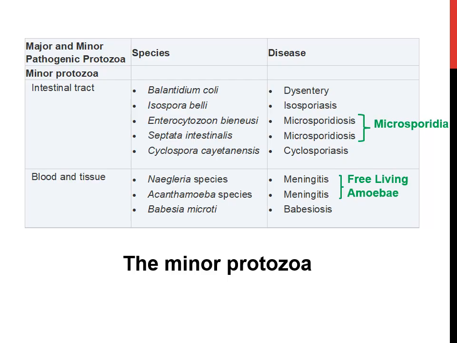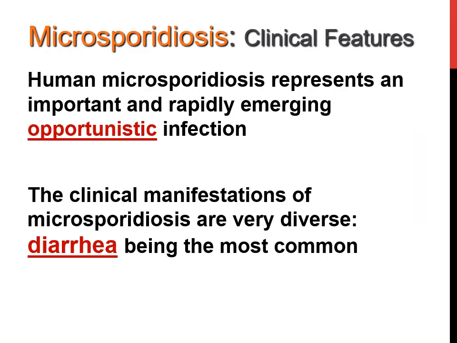Okay, and then just to continue lastly in a couple of minutes, the minor protozoa. Here in the intestinal tracts, I shall read in the middle under the species: Balantidium coli, Isospora belli, Enterocytozoon bieneusi, Septata intestinalis. Those are the microsporidia, they belong to the microsporidia on the right hand side. We have Cyclospora cayetanensis as well. In blood and tissue, we have the free-living amoebae, Naegleria species and Acanthamoeba species. Babesia we have mentioned before in the RBCs.